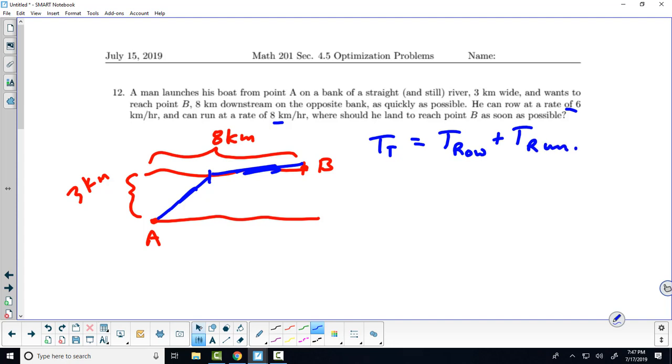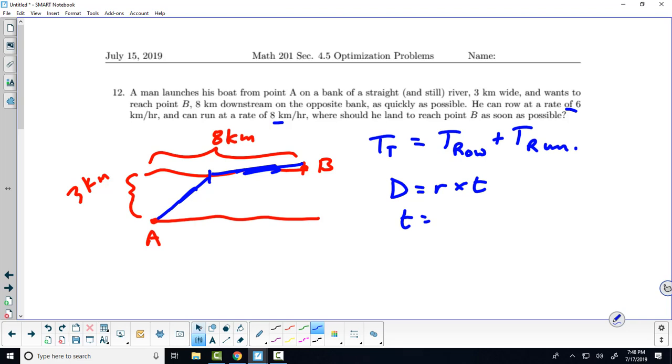True? Okay. Then we remember the age-old formula: distance is equal to rate times time. Okay, that's a very old formula. We use it all the time in algebra. Let me just remind you of it. If you go 30 miles per hour for 4 hours, you will travel a distance of 120 miles. Okay? So distance is equal to rate times time, which means that time is equal to the distance over the rate.